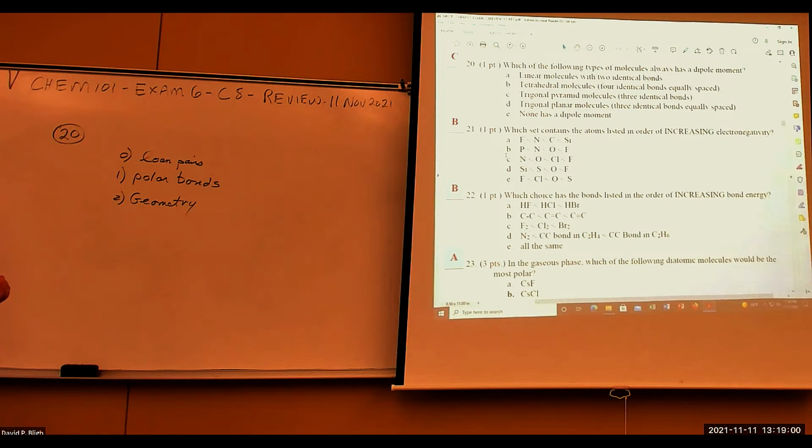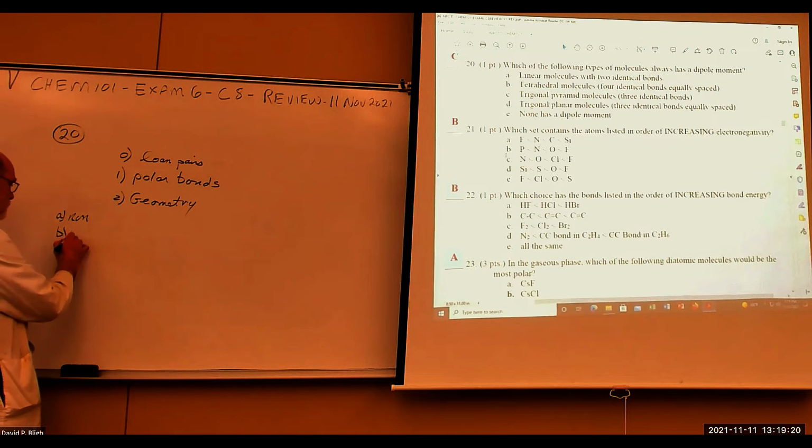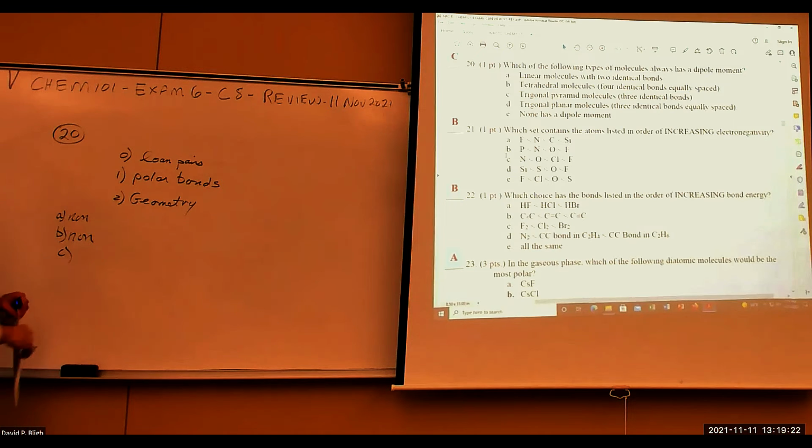A linear molecule with 2 identical bonds, that's definitely non-polar. The tetrahedral molecule with 4 identical bonds, equally spaced. There are no lone pairs in these guys. Linear with 2 identical bonds, tetrahedral with 4 identical bonds, those are non-polar. C, trigonal pyramid molecule with 3 identical bonds. How do you get a trigonal pyramid molecule? We're not talking electronic, we're talking about the molecular structure.